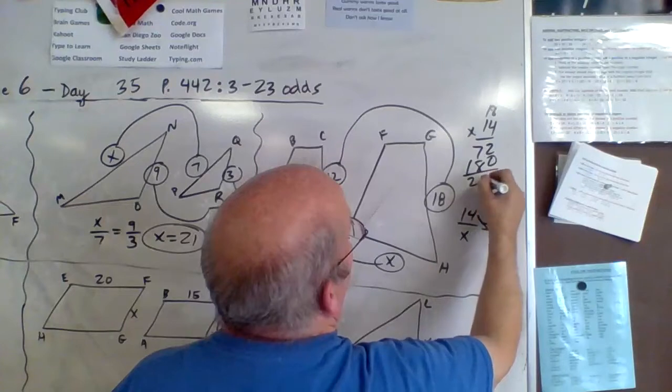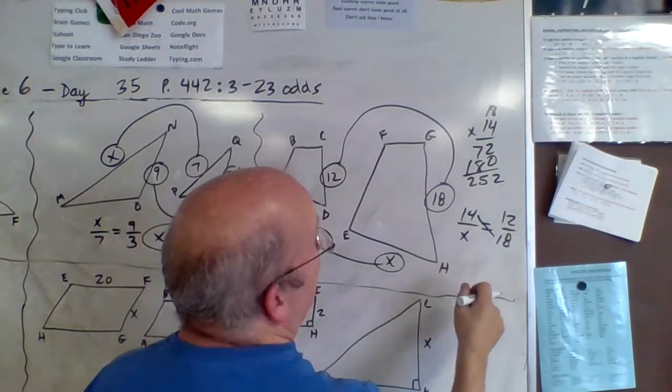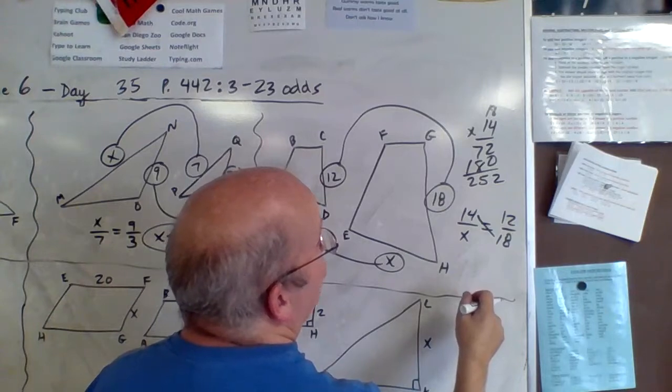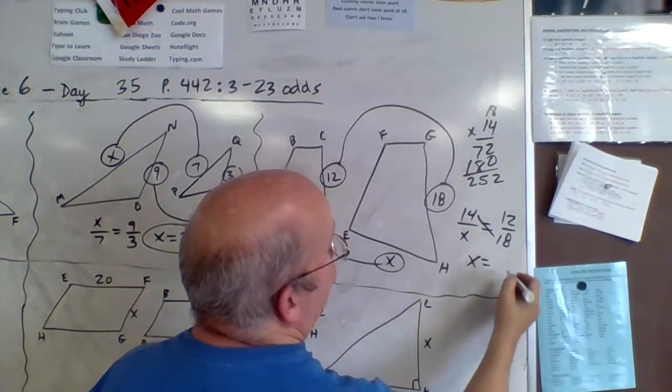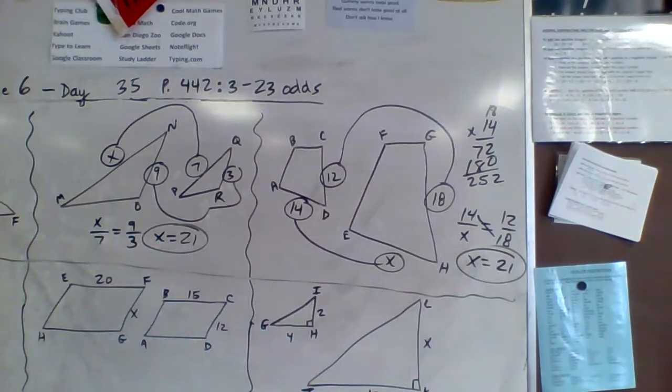I get 252. 252, and now we've got to divide that by 12. 252 divided by 12 would give us an x value of 21 in this case. Our x value is 21.